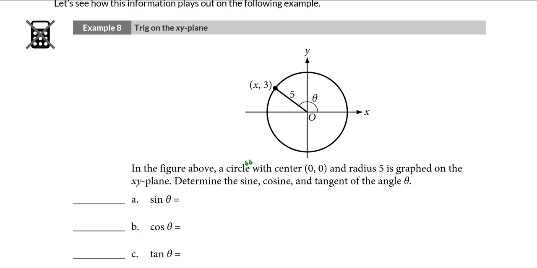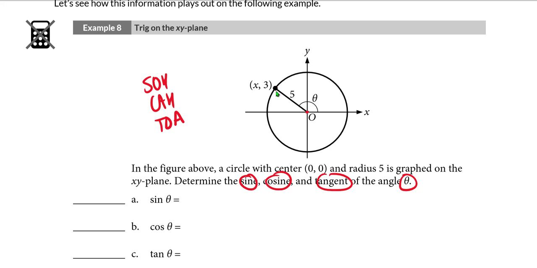They tell us here that we have this figure, we have a circle centered at 0, 0, we have a radius of 5, all that's sort of labeled and drawn in this figure. Graphed on the xy plane, we need the sine, cosine, and tangent of theta. So first of all, let's write down SOHCAHTOA.